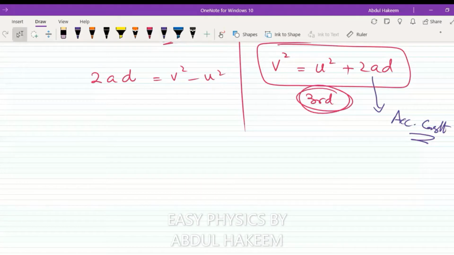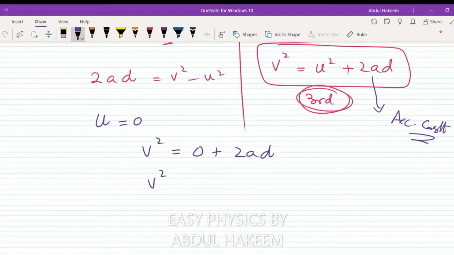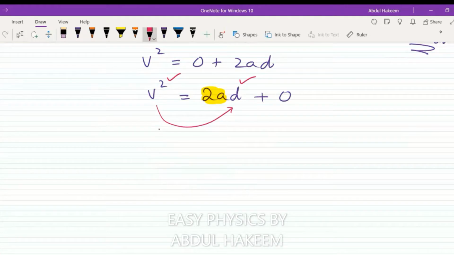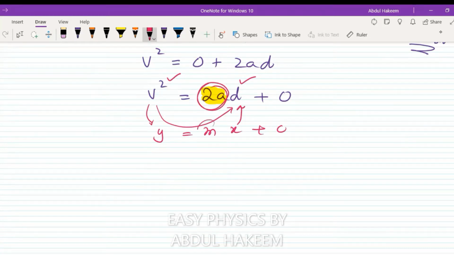Now suppose again the initial speed is 0, then the equation will be v squared equals 0 plus 2ad. By rearranging, we can write 2ad plus 0. And this acceleration, this number 2, is constant. So there are two variables, one is the distance, another is speed. Now speed is depending on the distance. So when we plot the graph, y is equal to mx plus c, d will be on the x-axis, v squared on the y-axis, then 2a will be the gradient of the line, and the y-intercept will be 0.